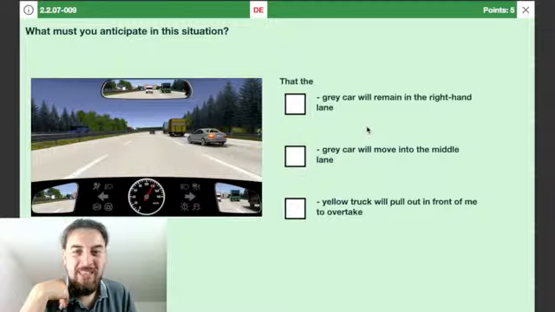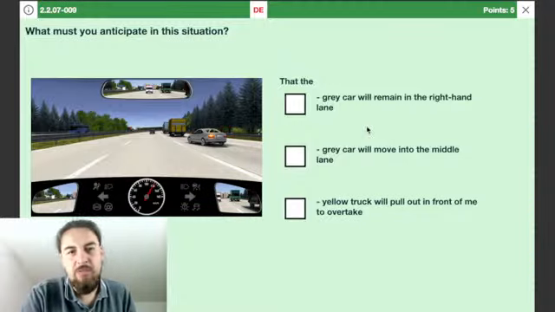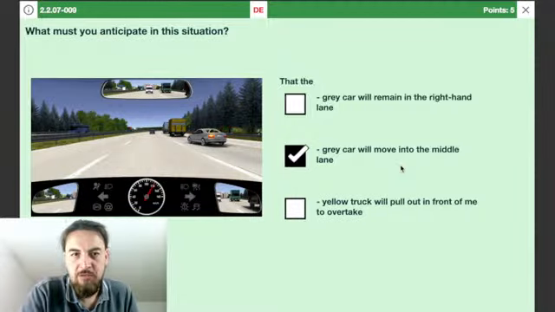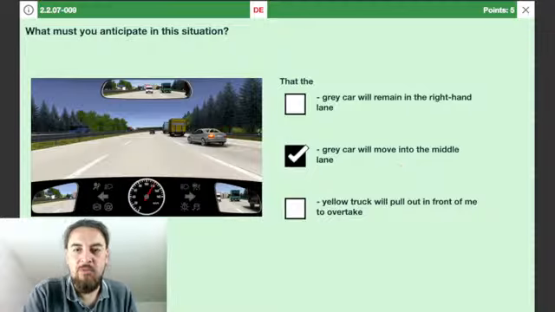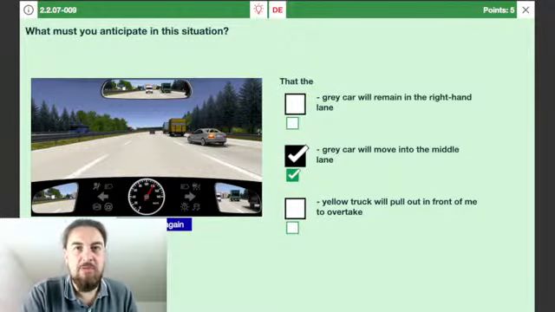What must you anticipate in this situation? That the gray car will remain in the right-hand lane, the gray car will move into the middle lane, that the yellow truck will pull out in front of me to overtake. In that situation, again, the gray car will move into the middle lane. He was much too fast to stay in that lane, and he will actually cut your way and move in. That's the correct answer. And I tell you, you have to be aware of that. It's a very typical situation you will have quite often on our highways here in Germany.